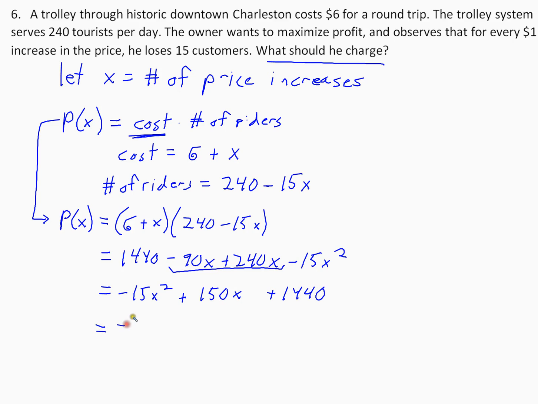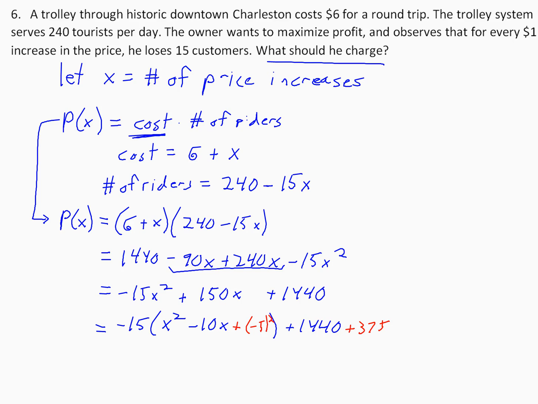In order to complete the square, we're going to factor out the negative 15. That's x squared. Dividing 150 by negative 15 is negative 10. And we have plus our 1440. We're going to complete the square by adding half of negative 10, which is negative 5 squared. That's 25. 25 times negative 15 is negative 375. So we actually added a negative 375, so we want a positive 375.